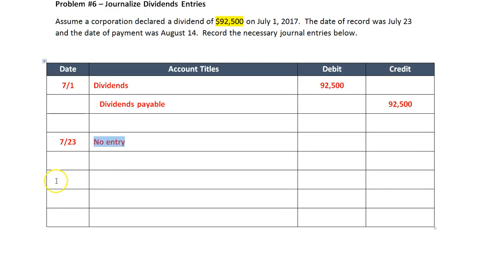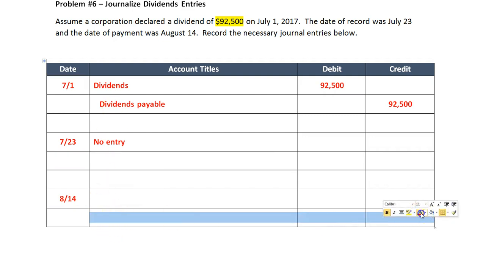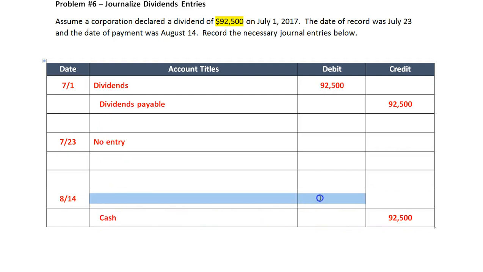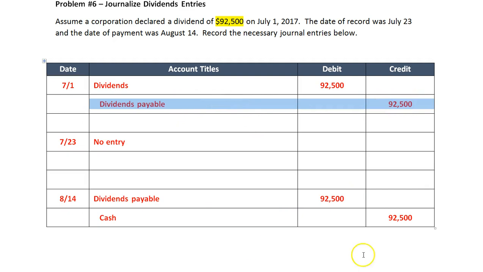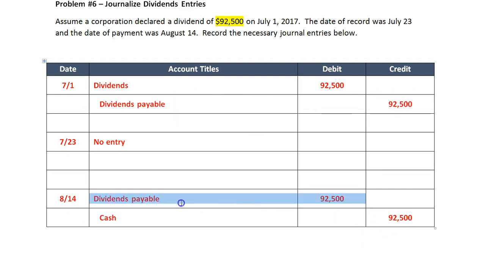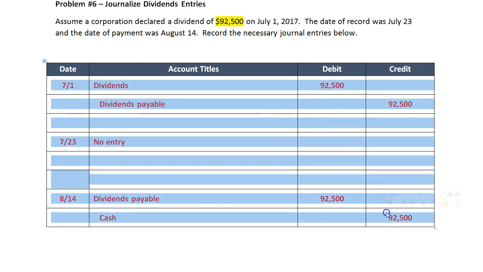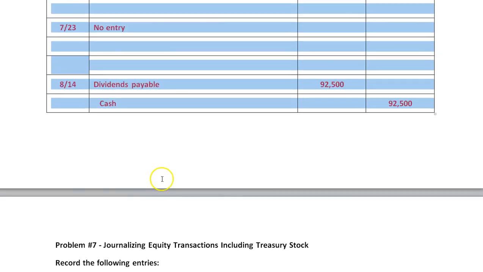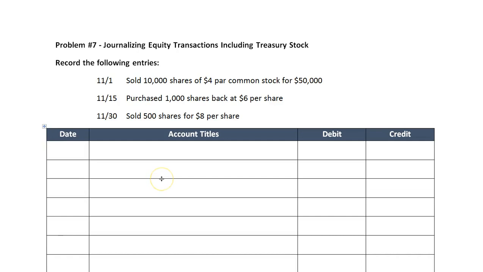Now, on the next date, the 14th, we're actually going to pay it. So we're going to have cash leaving of $92,500, and we're going to take that dividends payable off of our books. We set it up here, and on this date we're paying it, so we're taking it off of our books. But those are the 3 ones for dividends. This should be a fairly simple one to do once we cover it in Chapter 11.